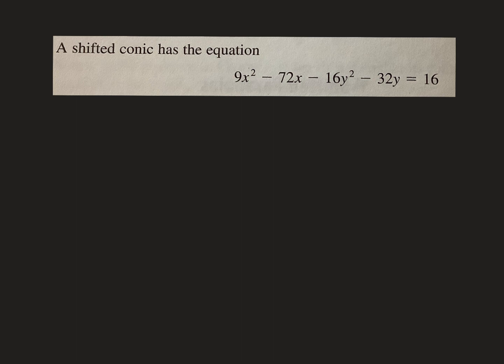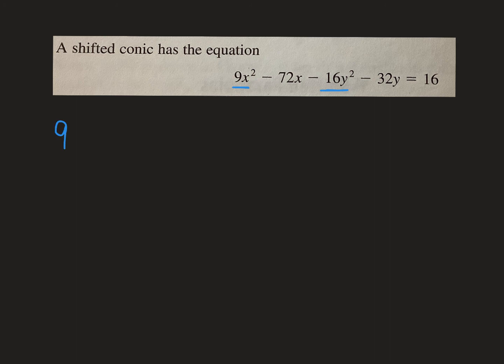Shifted conic has that equation, and I'm not sure what we're supposed to do with that. Hang on one second. Okay, we're just going to figure out what it is. Here's one thing I know: I see a positive 9x squared and a negative 16y squared, so I know it's a hyperbola. So watch what goes into this right here.